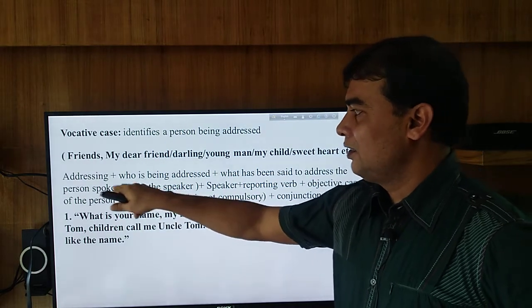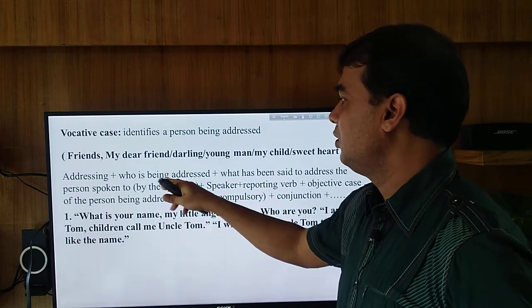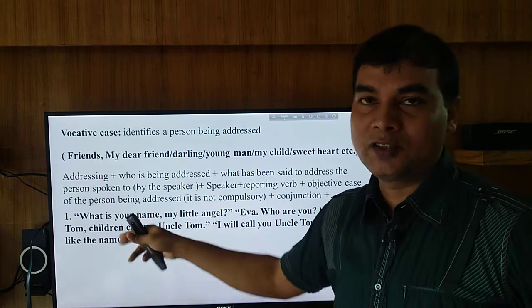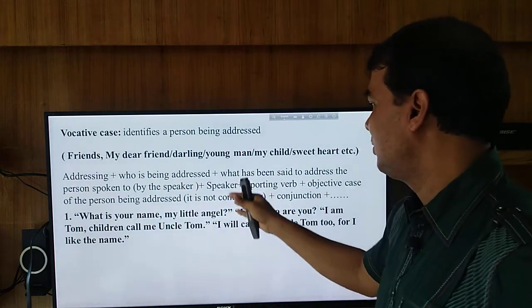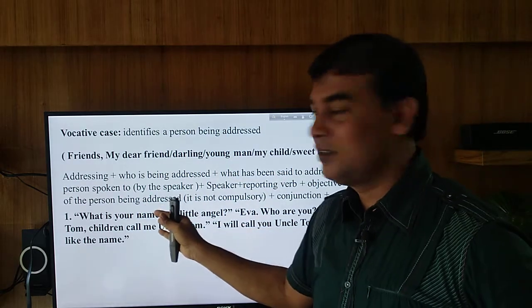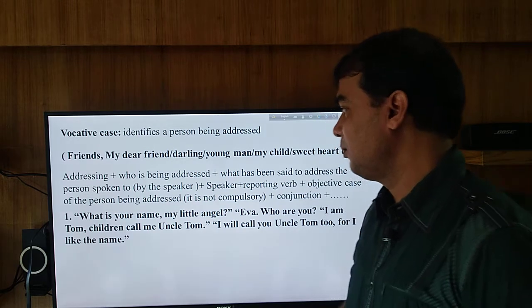And the rule is that in that case, first of all, you have to write down addressing, then who is being addressed, and then what has been said to address the person spoken to, and then the speaker, then reporting verb, an objective case of the person being addressed, and then conjunction. Okay, let's see the example.